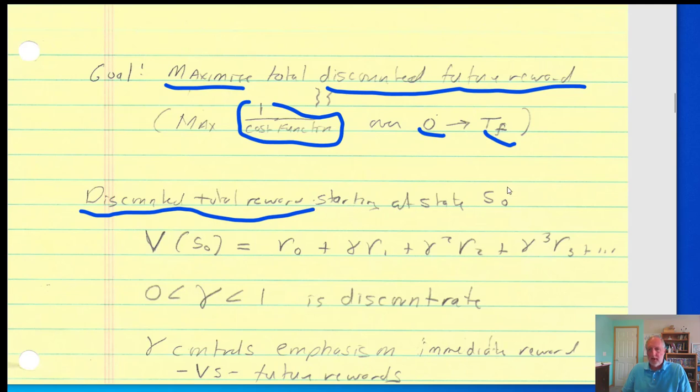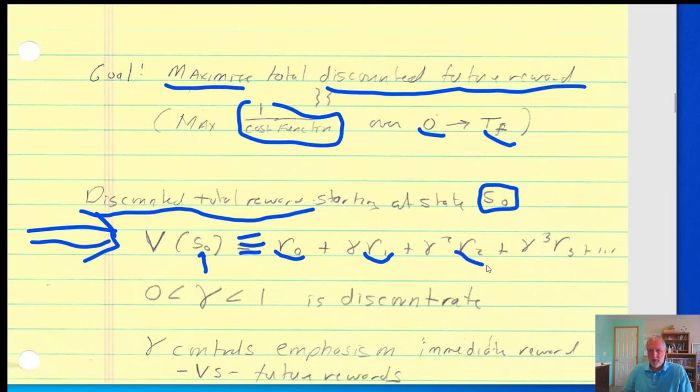And if we're starting at state S0, each state is going to have this discounted total reward, and we're going to define it to be V. So V at state S0 is the reward it gets for taking an action, plus the reward it gets going from state S1 to S2, the reward going further, the reward going further, and it's discounted by this discount rate, gamma.